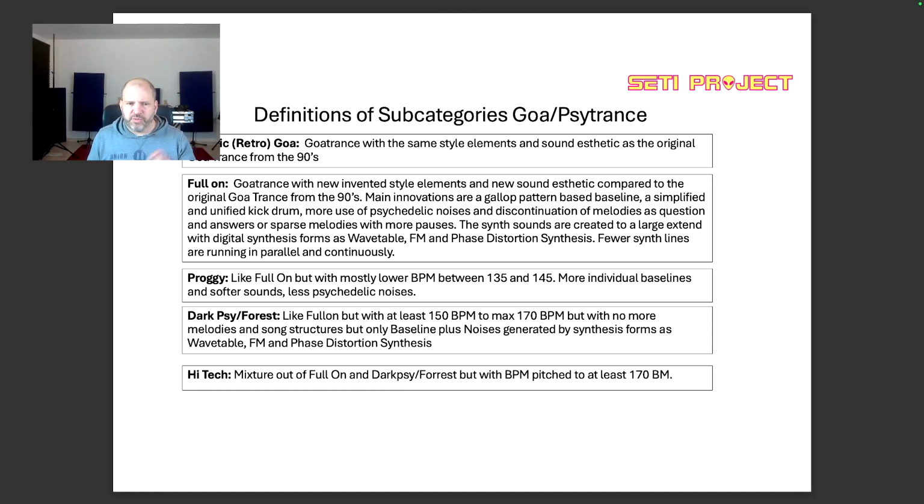And then we've got proggy, that's like full on, but mostly lower BPM between 135 and 145, with more individual bass lines and softer sounds, and fewer psychedelic noises. And then we have dark Psy or forest, that's for me the same as night Psy. That's like full on, but with at least 150 BPM and maximum 170 BPM, with no more melodies and song structures, like the particular arrangements that you don't have anymore with full on.